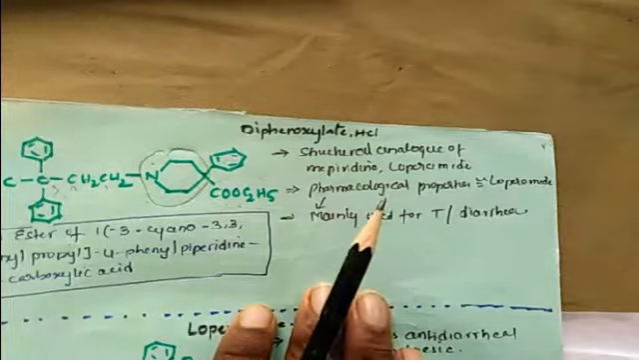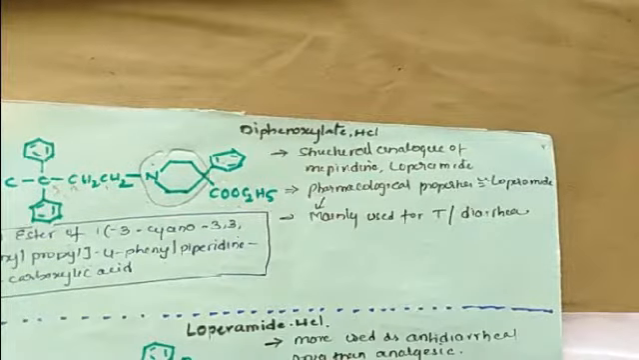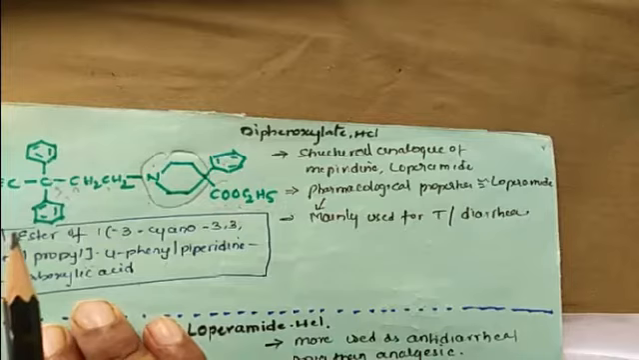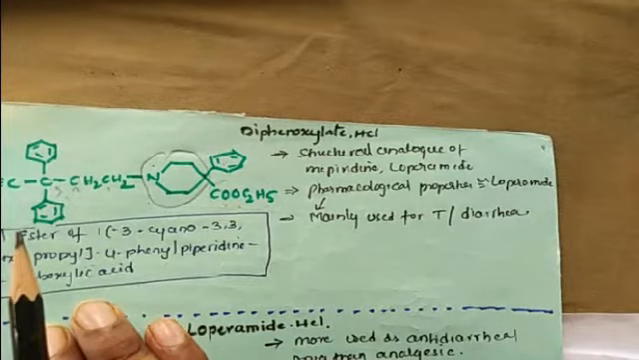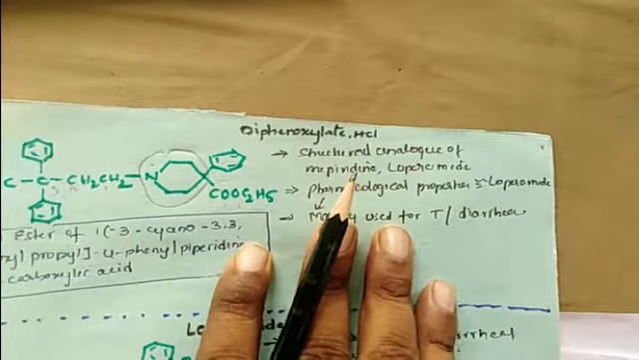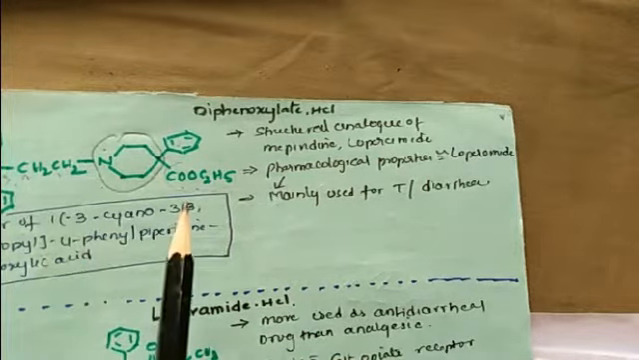It's a structural analog of meperidine and loperamide. Its pharmacological properties are entirely similar to loperamide, and it is mainly used for the treatment of diarrhea. Instead of using it as an analgesic drug, it is better to use it in the treatment of diarrhea. So this is about the structure of diphenoxylate.